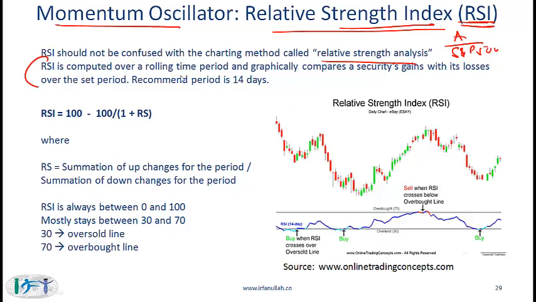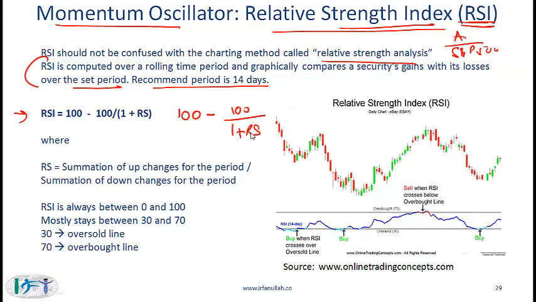RSI is computed over a rolling time period and graphically compares a security's gains with its losses over the set period. Typically that set period is 14 days, but it could be different. Here is the formula. The relative strength index is equal to 100 minus 100 over 1 plus RS. So I will write this in a manner that makes this a little more clear. So 100 minus 100 divided by 1 plus RS.